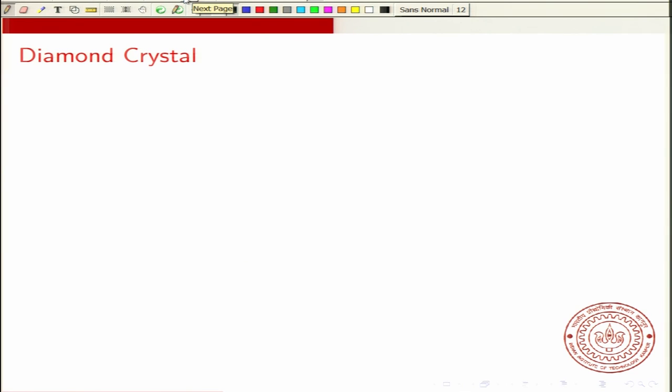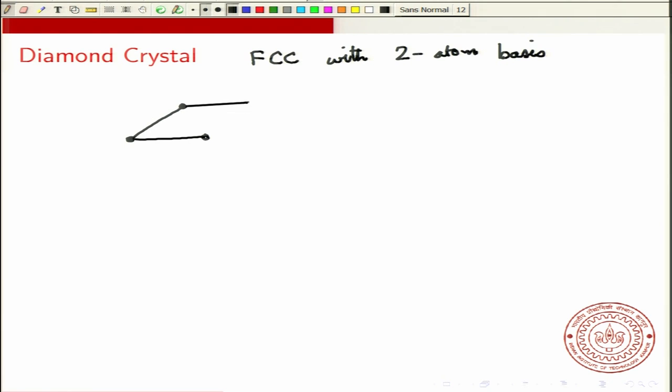Now let's take one example of a diamond crystal, and this will just illustrate my point about lattice and basis. A diamond crystal can be thought of as FCC with a 2-atom basis. I'll just show it quickly. So you take an FCC. So this is your FCC crystal, but you put a 2-atom basis.